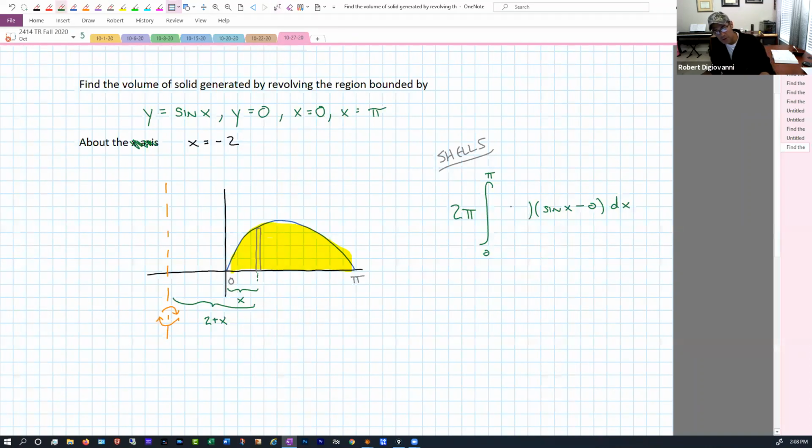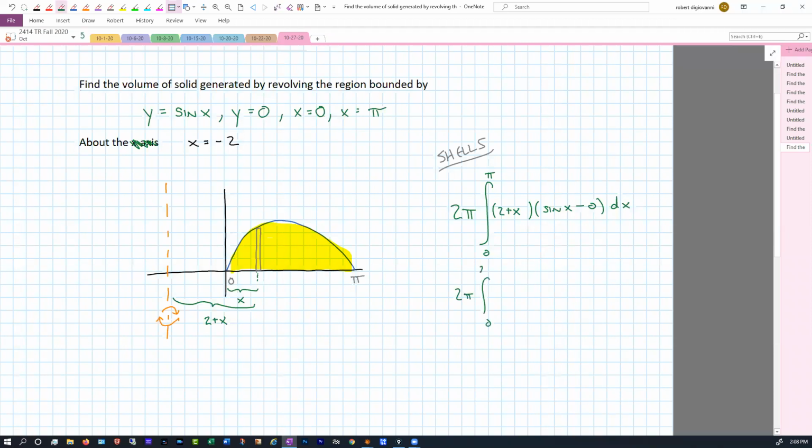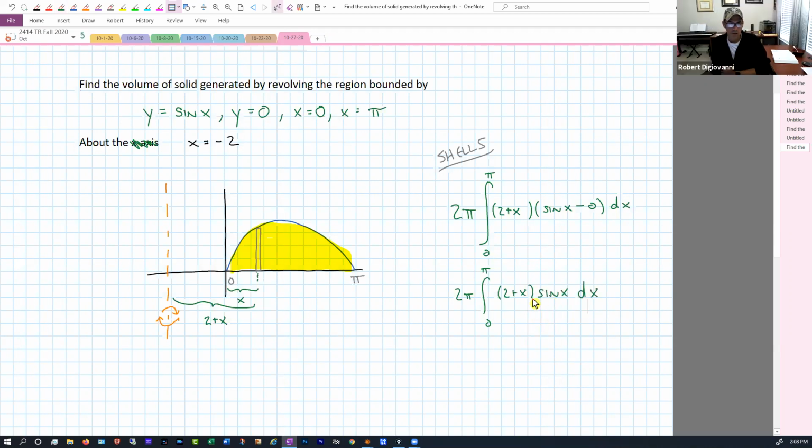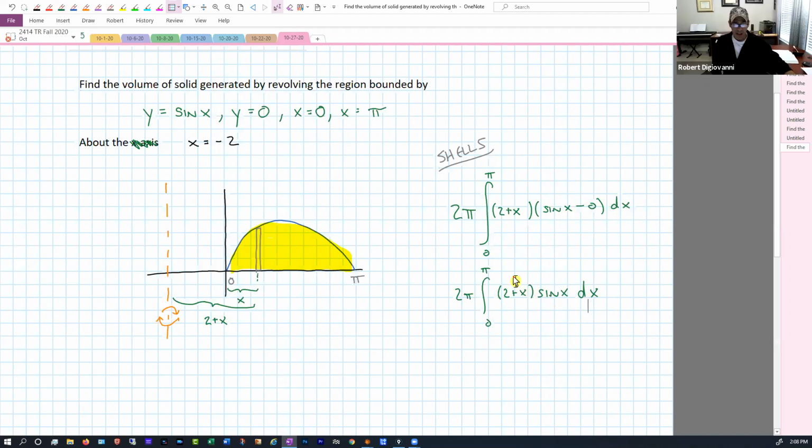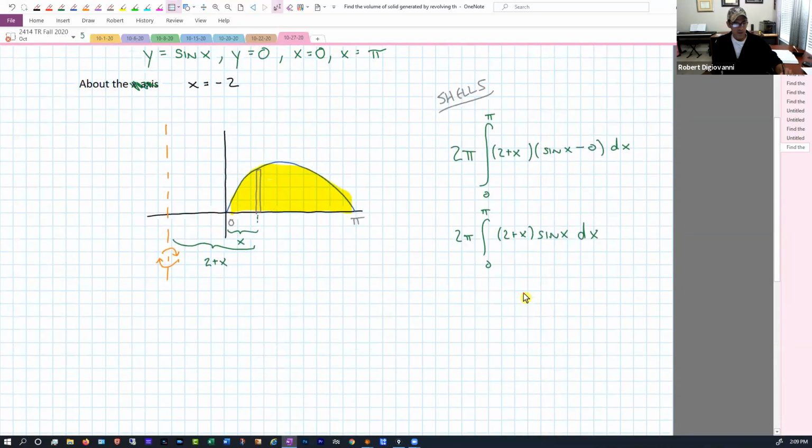And so that's what goes in front of this. Not x, but 2 plus x. And of course, that just becomes this. I keep on wanting to put 2 pi there. By the way, this problem and the one before would be done with integration by parts if you had to integrate this. But that's it. That's the integral that would give you the volume of that region wrapped around x equals -2. Any questions?